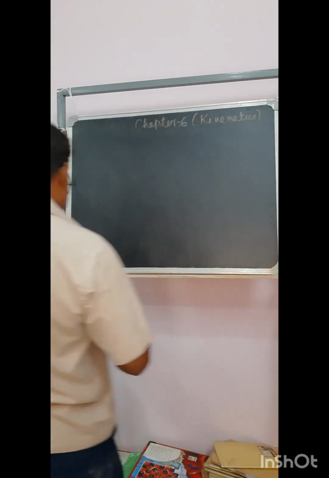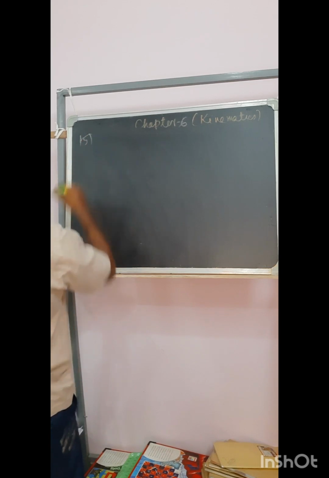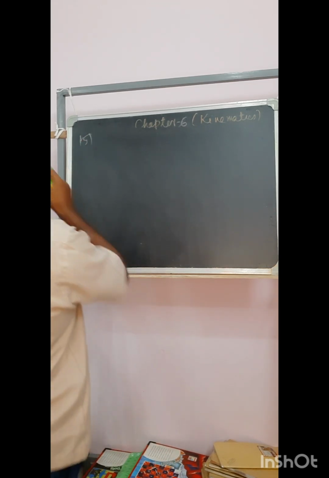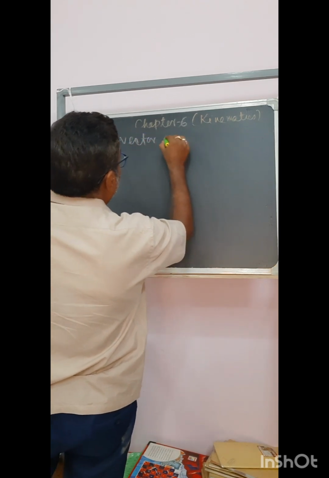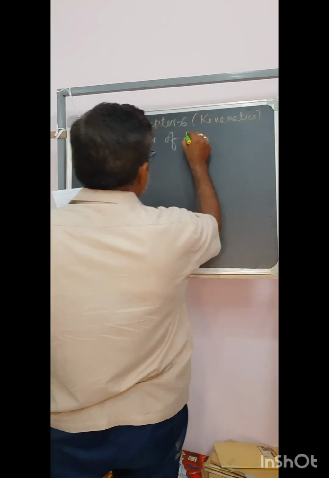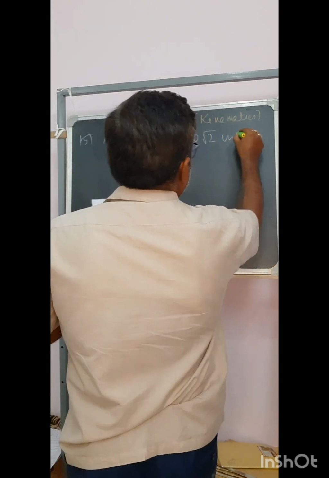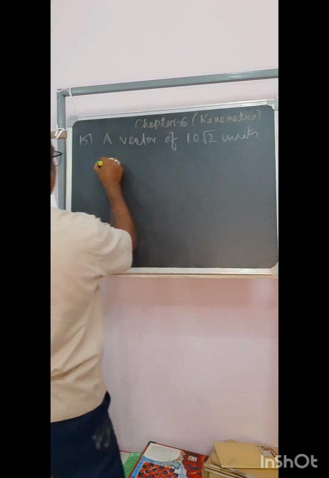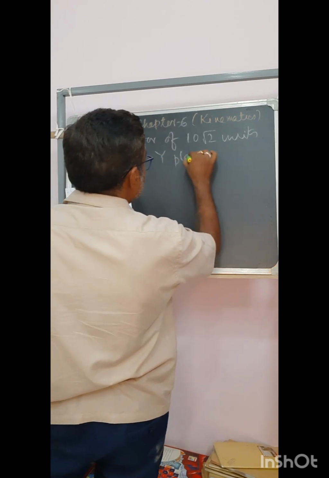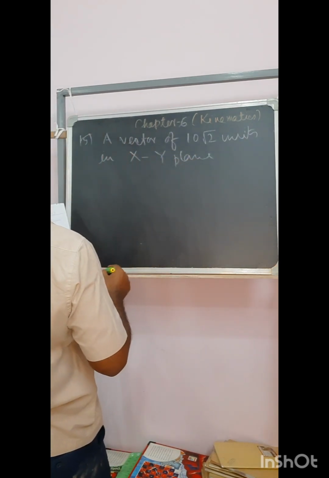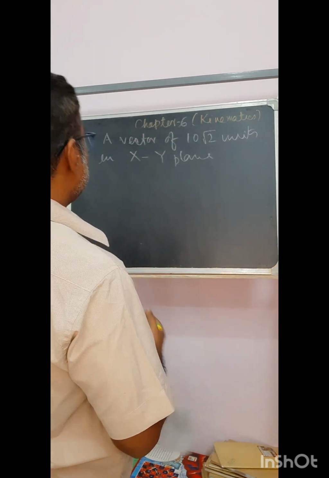Moving to 15. A vector of 10 root 2 units in the xy plane. So you have to find a vector of 10 root 2 units in the xy plane.